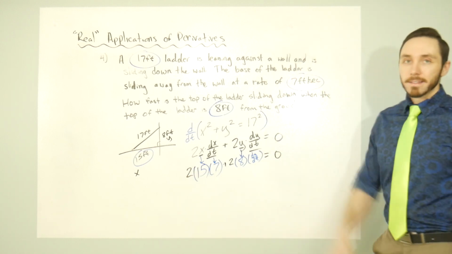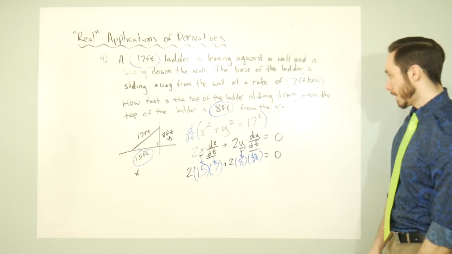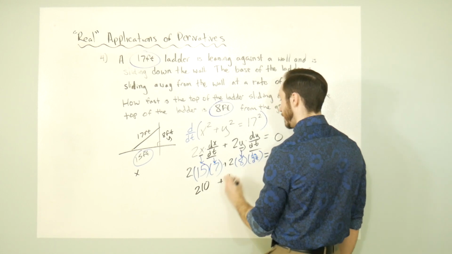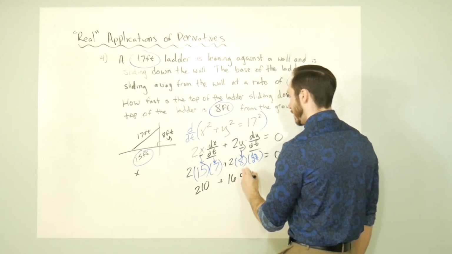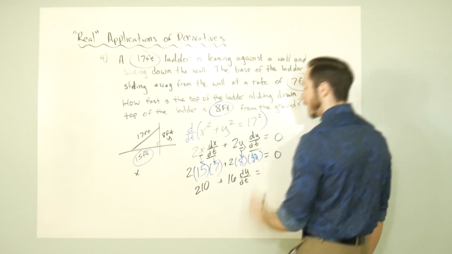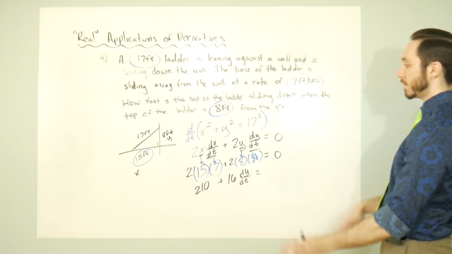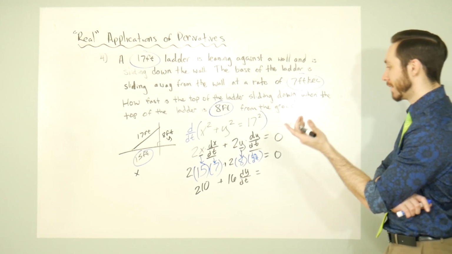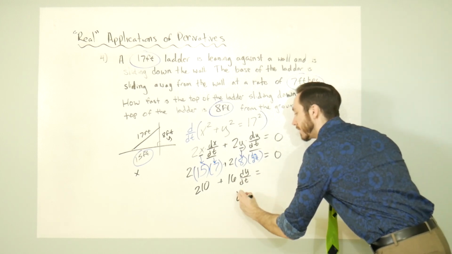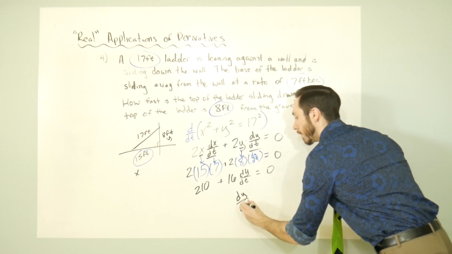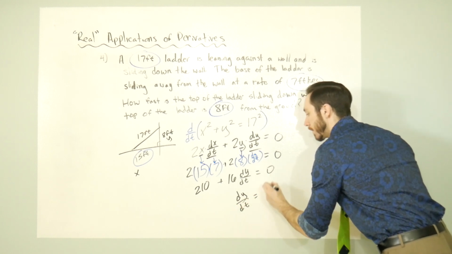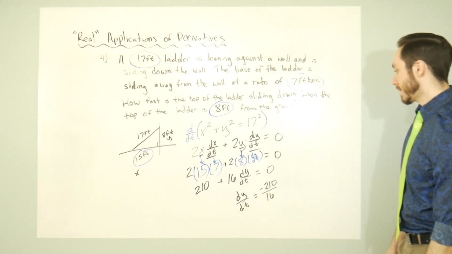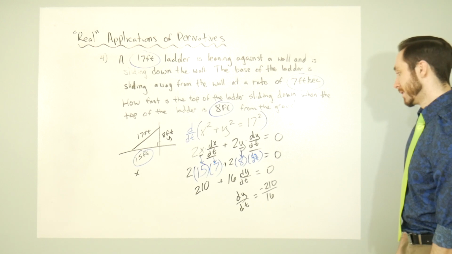Okay, so now all that's left is some algebra. This is going to be 210. This is going to be 16 dy/dt. Now we're looking at a two-step equation. Move the 210 and solve for dy/dt, and then you're done. So dy/dt should equal 210, or sorry, negative 210 over 16, which can be simplified.